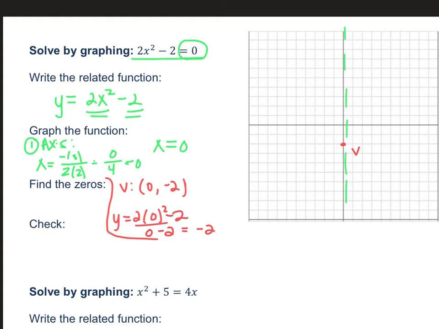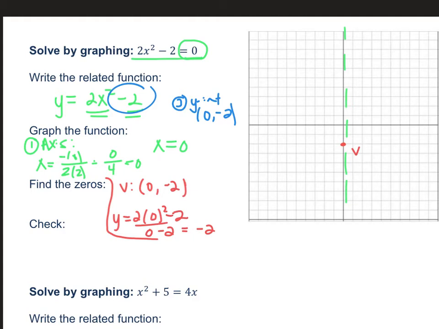The third thing we find is our y-intercept. The y-intercept is where you plug in a 0 for the x to get the y. It's also going to be your c value, which we can see is a negative 2. If you remember, we have some graphs where your vertex and your y-intercept are the same point. That happens when b equals 0. So we could have predicted that this would happen.